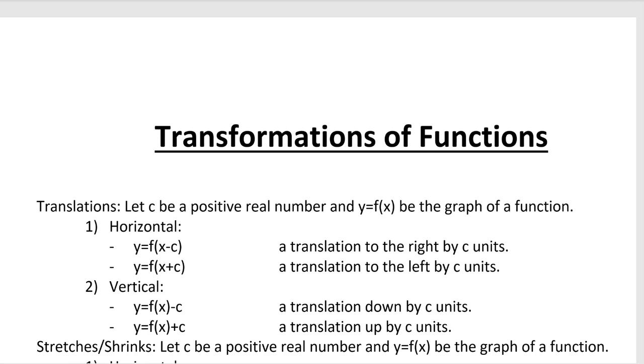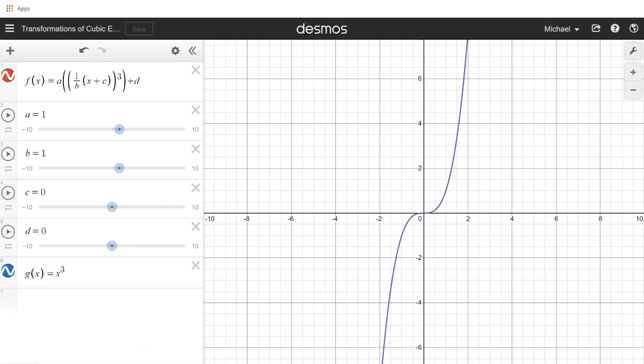The other type of translation is vertical, so shifting up and down, and it's a little more straightforward. That's just tacking on and adding something after my function. And if I subtract something, it'll shift my function down by that many units, and if I add something, it'll shift it up by that many units. So we can actually see this in action with the graph x cubed.